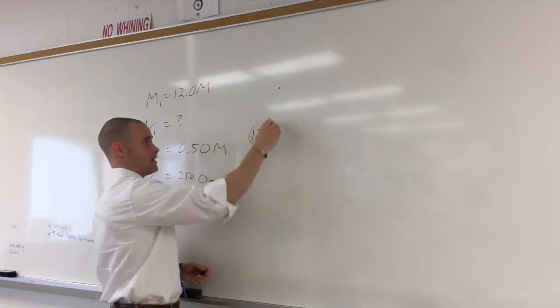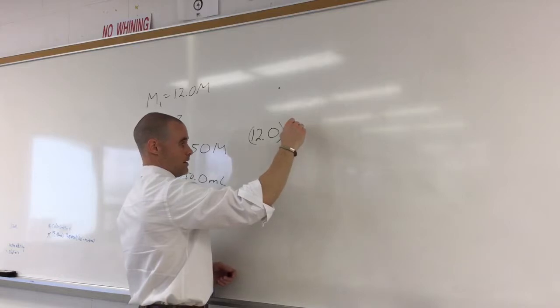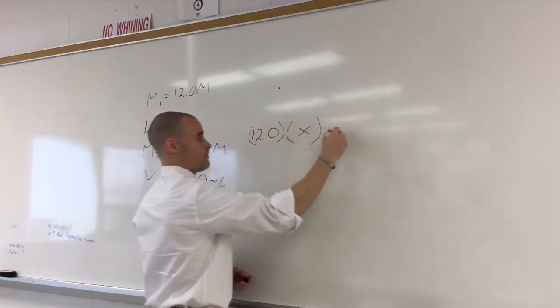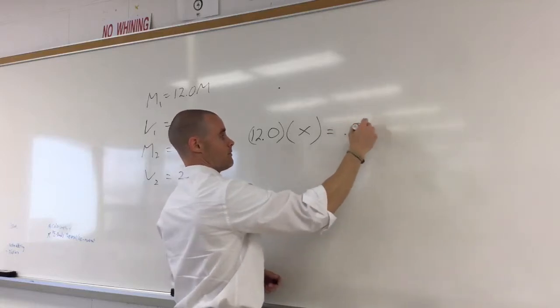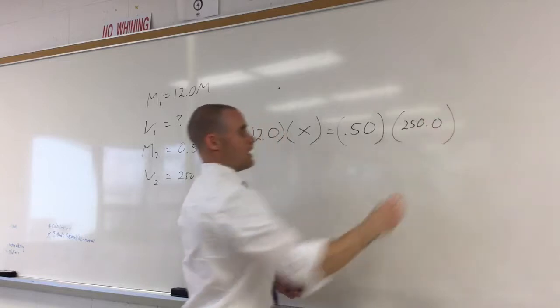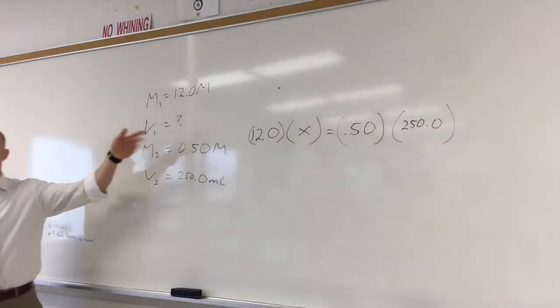You're multiplying, I like that. By question mark, I'll put an X or V1. And equals 0.5 times 250. There you go. That's what you need to show for your work, right? Fill in the equation. So M1 V1 equals M2 V2.